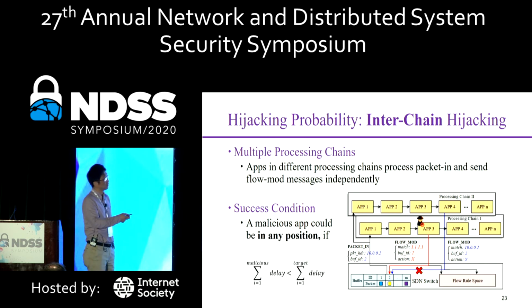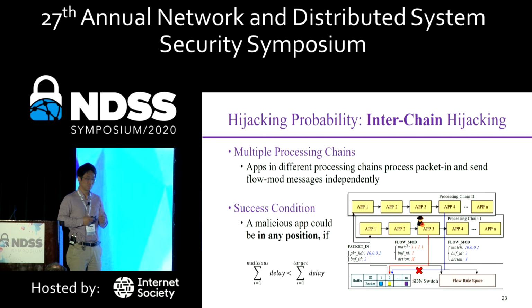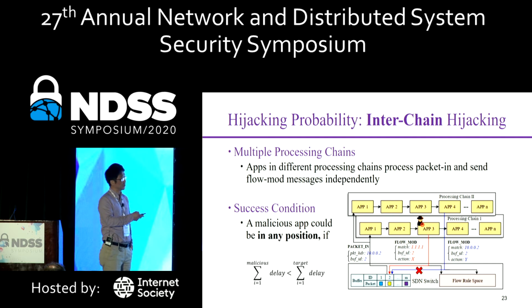And also here, if your malicious app is sitting in a different chain from those applications, the condition is still the same: if the flow mod from the malicious app can arrive at the switch before those applications, then our attack can succeed.